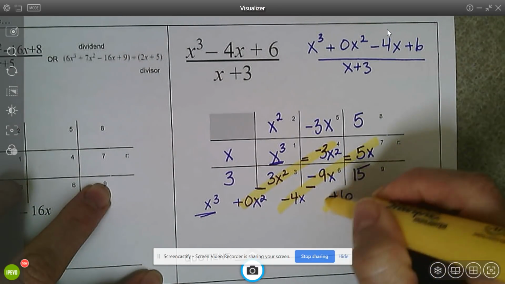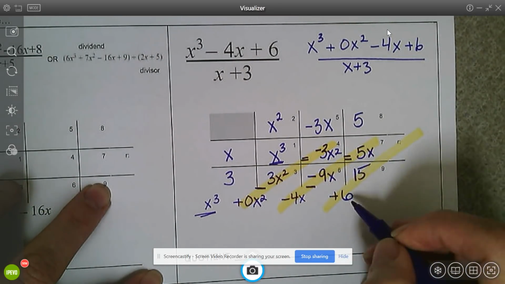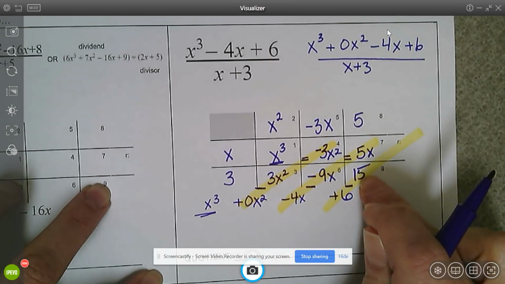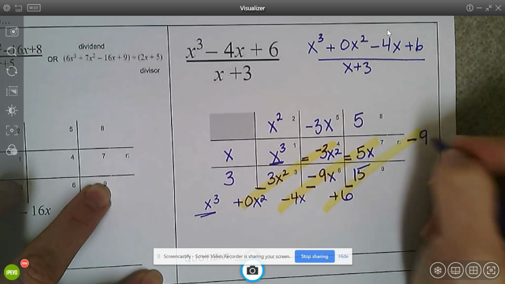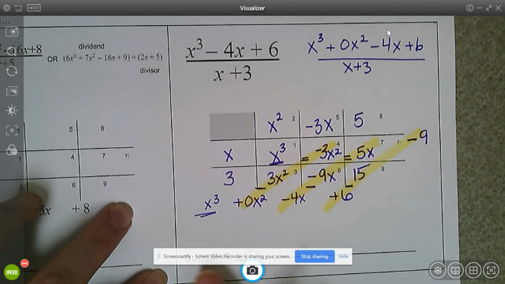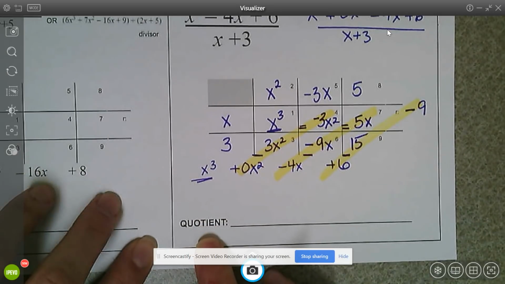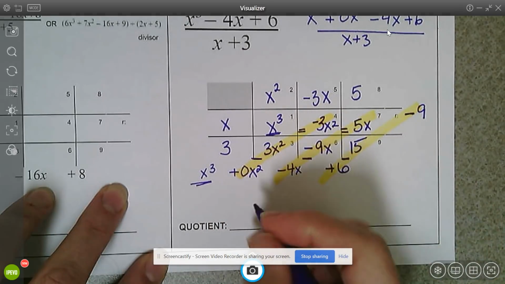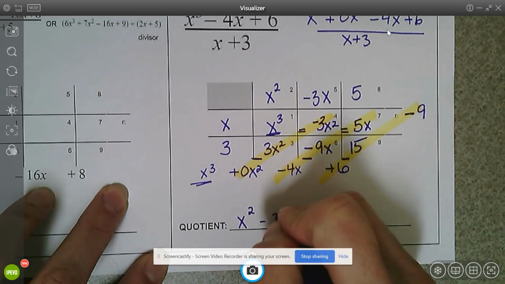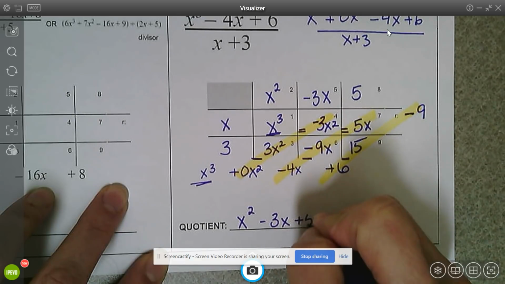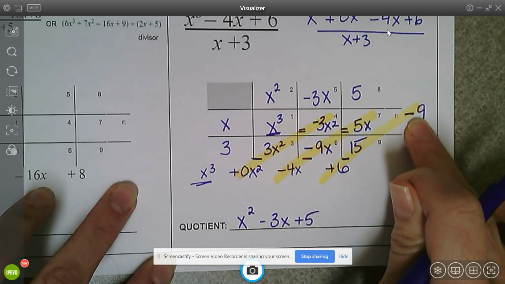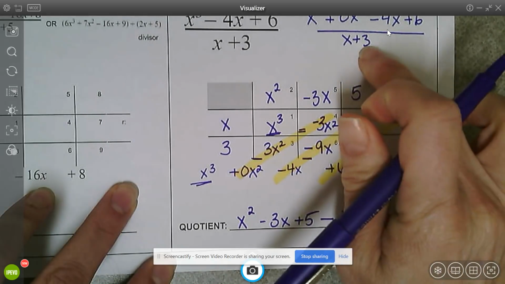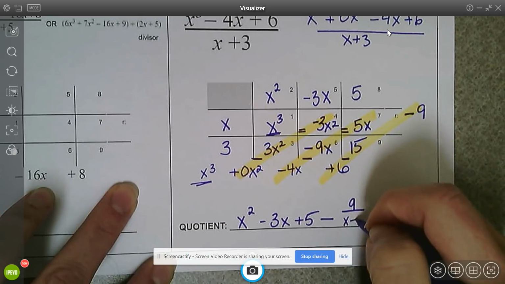So I've got one more diagonal to find my remainder, and that is 6 minus 15. 6 minus 15 is negative 9. So that's my remainder. So now I can write my quotient. Remember that the quotient is what we call the answer in division. This is where my quotient comes from. X squared minus 3x plus 5. And then I need to write my remainder. And my remainder, because it's negative, is going to be minus 9. And it's going to go over the divisor of x plus 3.